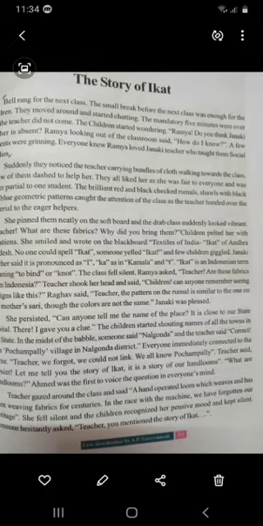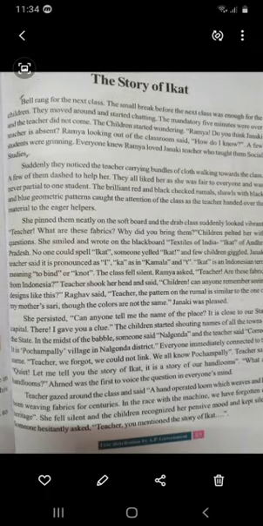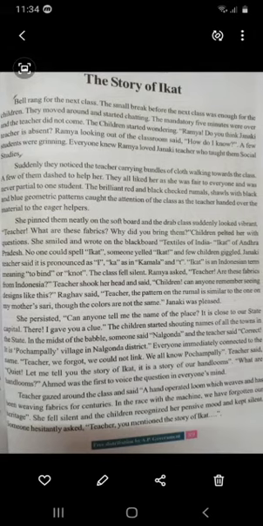It is close to our state capital. There, I gave you a clue. The children started shouting names of all the towns in the state. In the midst of the babble, someone said Nalgonda, and the teacher said, correct. It is Pochumpalli, a village in Nalgonda district.